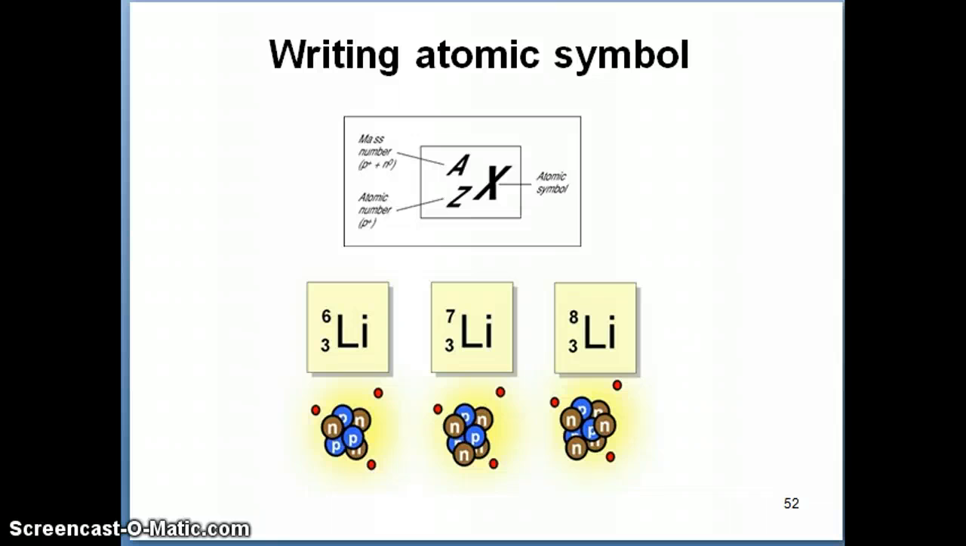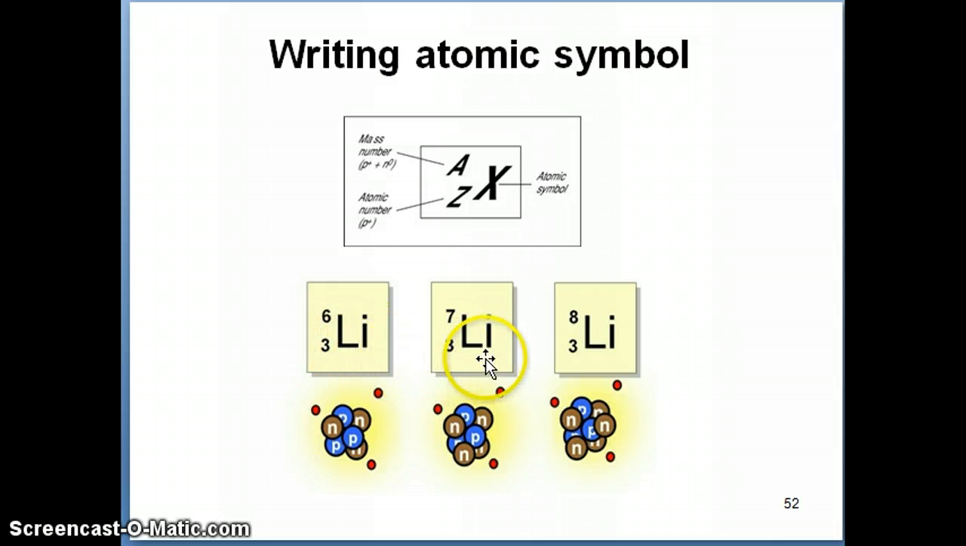Okay, so let's just quickly talk about how this is done. Generally speaking, when you're giving information about an isotope, a lot of times you would write it in this form, where the X represents the atomic symbol. For sodium it will be Na, for lithium in this case it will be Li, and so on. And then you put your atomic number at the bottom left side, and then the mass number at the top left side. So here's an example of 3 lithium isotopes.